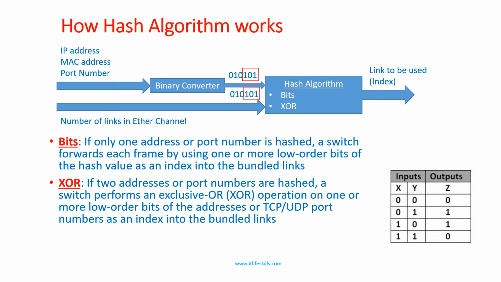So after that, the links to be used will be selected. For the bit operation, link number 5 will be used. For the XOR operation, link number 0 will be used. And those links are assigned in a round robin fashion. I will talk more about that in the next slides.